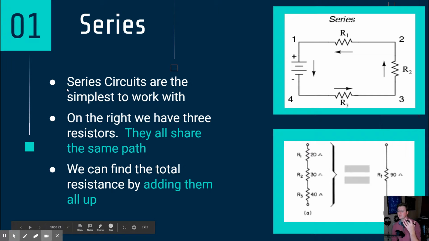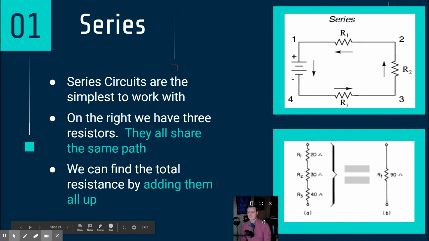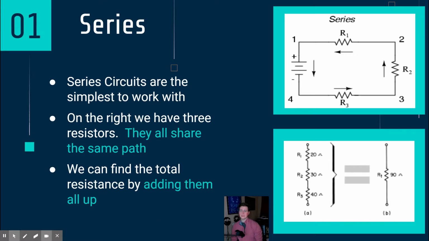We can simply find the total resistance by adding them all up. We can just take the resistances and add them up. So in this scenario, we had our R1, R2, and R3 at 20 ohms, 30 ohms, and 40 ohms respectively, and that would equal the same as a single resistor at 90 ohms. So basically, in that image in the bottom right, if we had that 90 ohm resistor, we could have that one resistor and it would impact that circuit the exact same way as our three individual resistors.